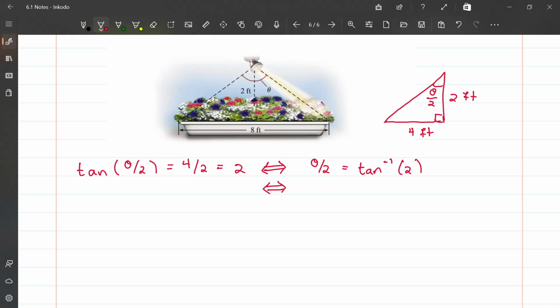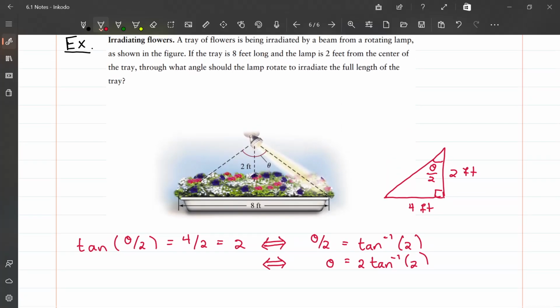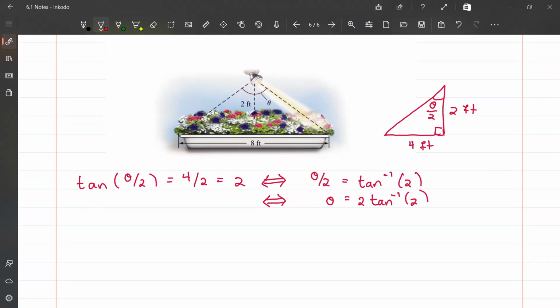Now I could calculate what the right-hand side is from here, but actually I don't need to. If I multiply both sides by 2, the left-hand side will become theta, the angle I actually want, while the right-hand side will become 2 times the arctangent of 2, something I can put into my calculator. I'm going to scroll back up to see what it wants exactly. So it says, what angle should the lamp rotate through? And let's round another R word to the nearest hundredth once again.